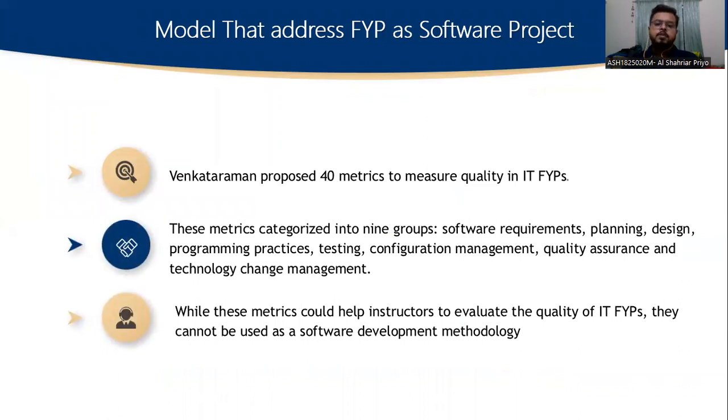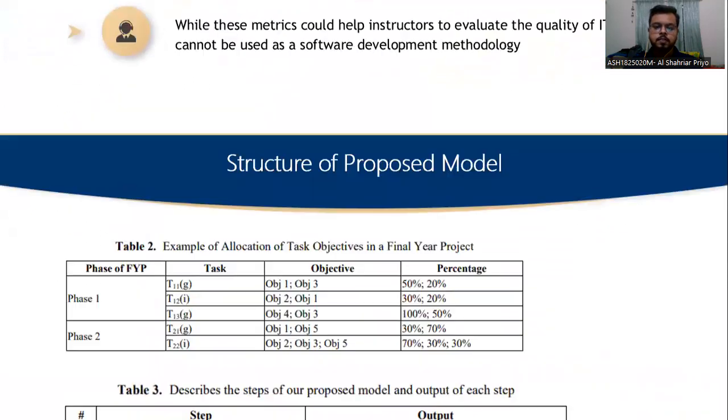Here are 40 metrics to measure the quality of those IT FYPs, and these metrics are categorized in 9 groups. While these metrics could help instructors to evaluate the quality of IT FYPs, they can be used as software development methodologies.